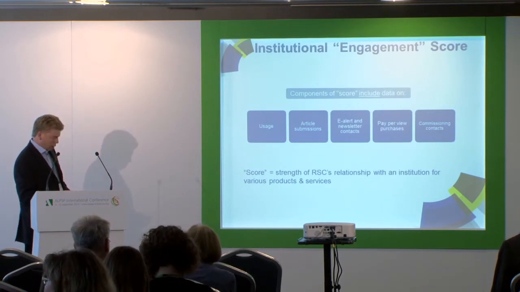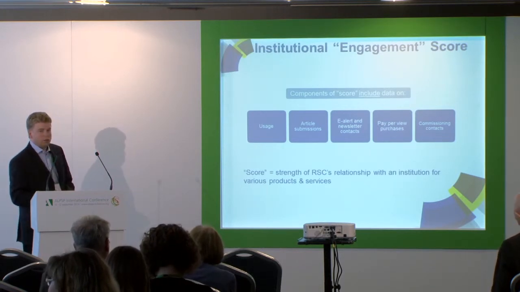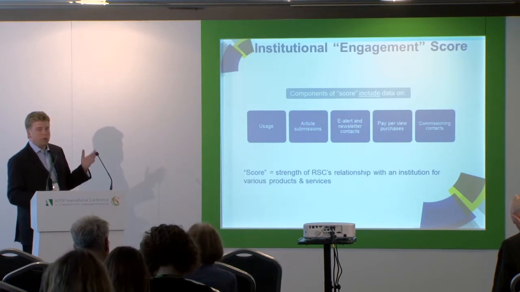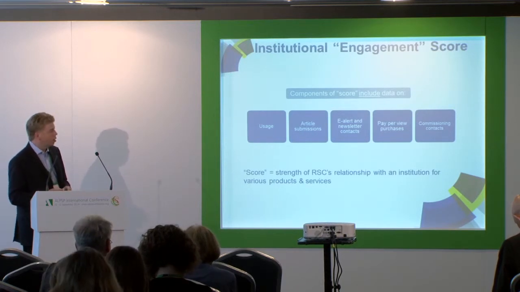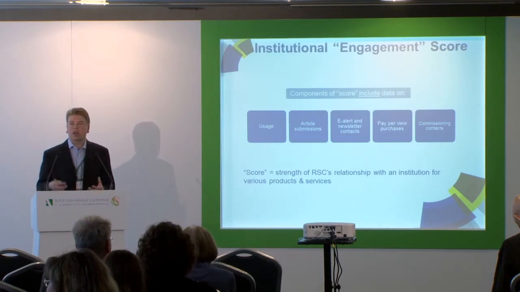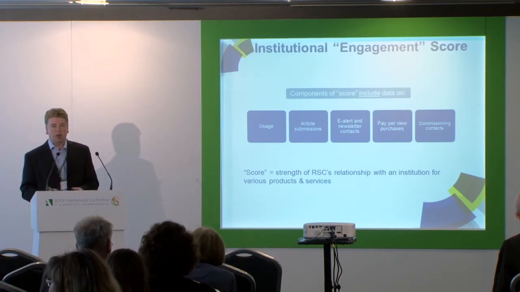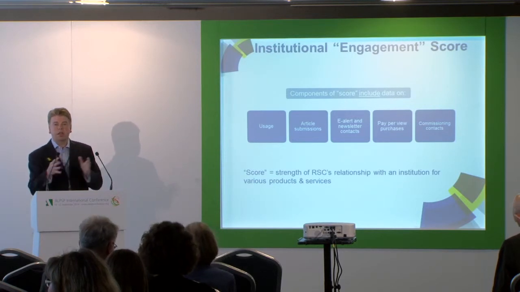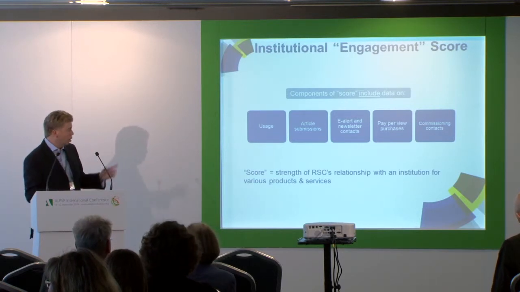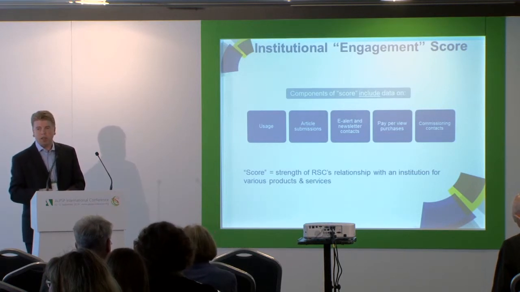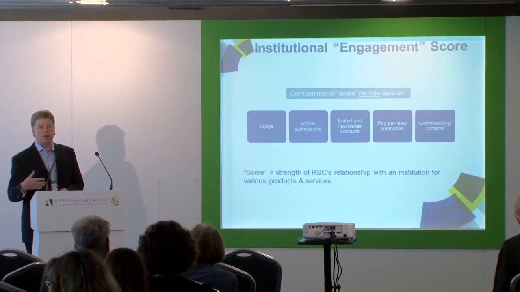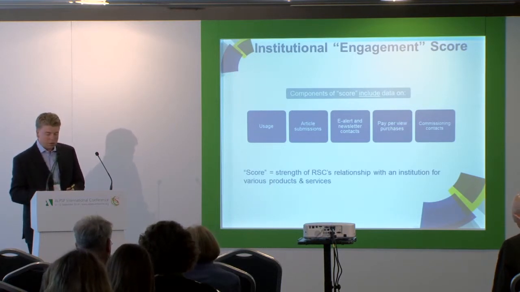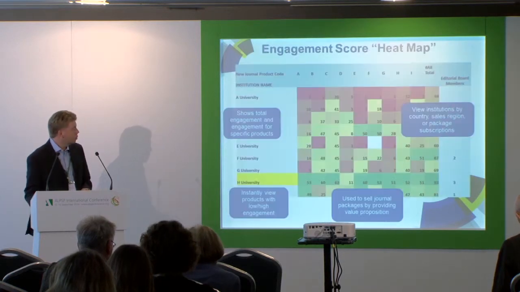So we've got things like the usage of the institution. We've got the number of article submissions. We've got the number of people that are signed up to our newsletters and e-alerts. We've got pay-per-view purchases. We've got the commissioning contacts that we collect at that institute. So clearly we can relate this to Mint and BRICS, but we're doing this globally as well. So we have this scoring, which again is very much a data-driven approach. The score that we output from this gives us a feel of the strength of our relationship with an institution in a given region or country.